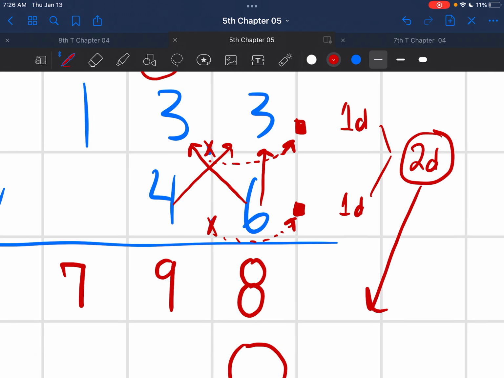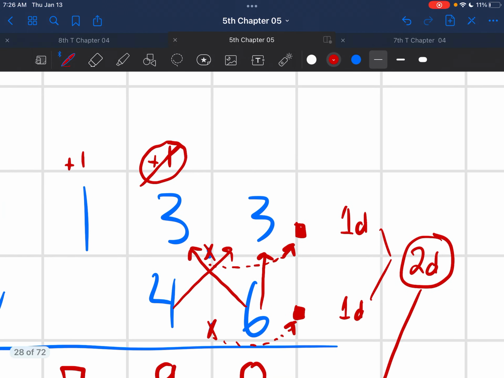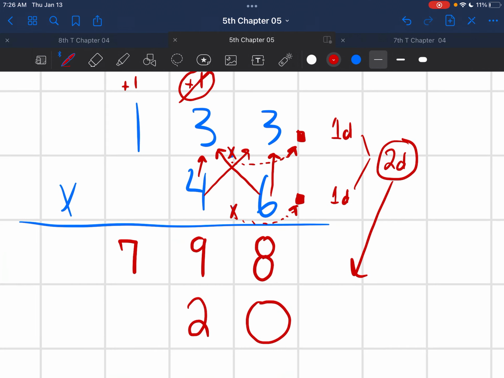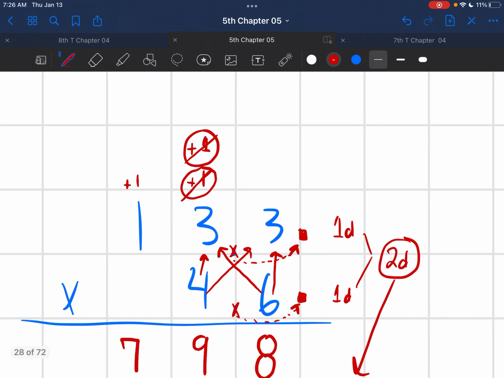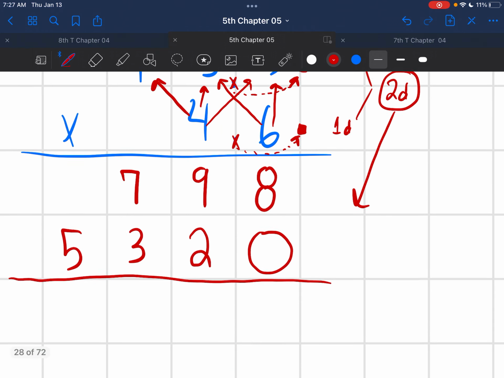4 times 3 is 12. So you put the 2. Don't forget to carry the 1, right? Plus 1. 4 times 3 is 12, plus 1 is 13. Don't forget to carry the 1. And then 4 times 1 is 4, plus 1 is 5. All right, now we're just going to add all of this together.